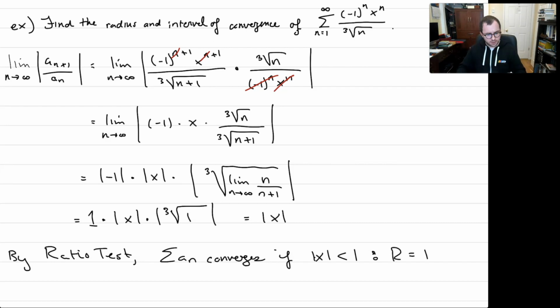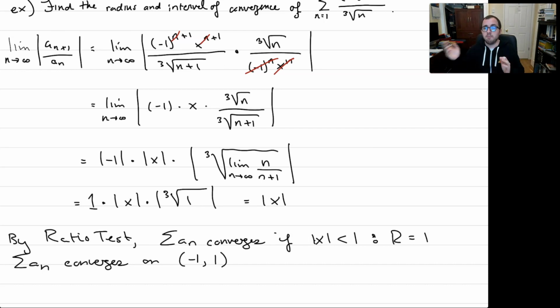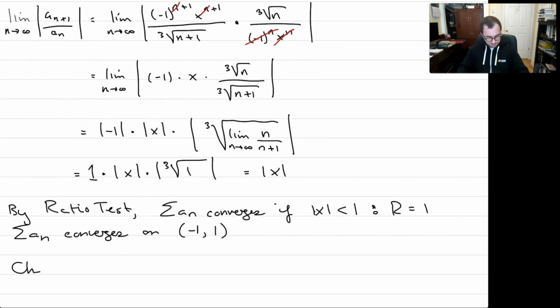Let's find the interval of convergence. We know that the series converges on the open interval negative 1 to 1. That's what the radius of convergence tells us. Absolute value of x less than 1 means that it converges for every x between negative 1 and 1, not including the endpoints. It might converge on the endpoints. We have to check that explicitly. So let's check the endpoints.